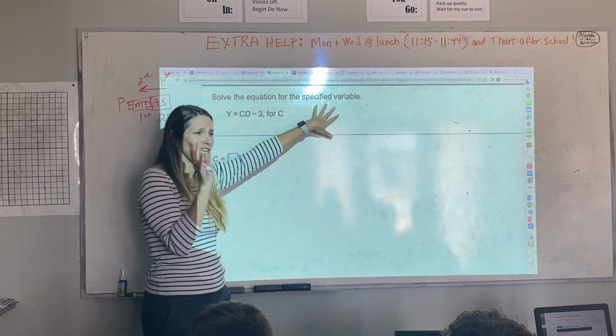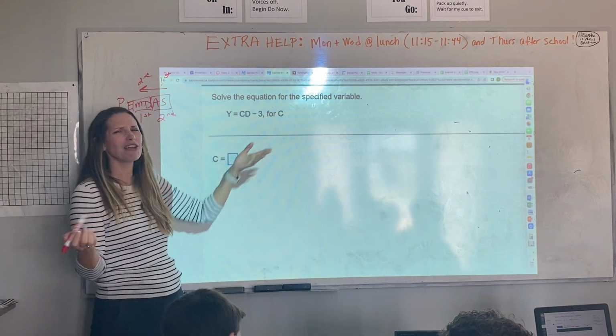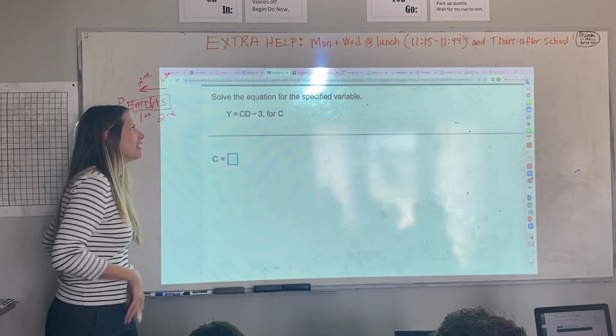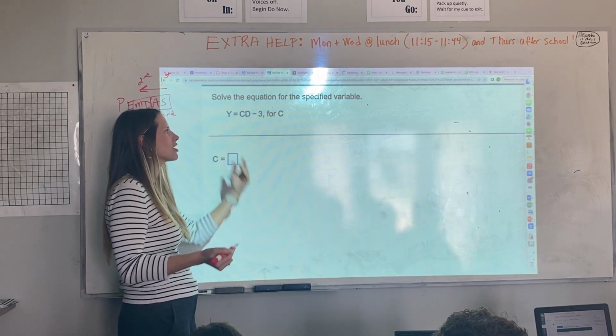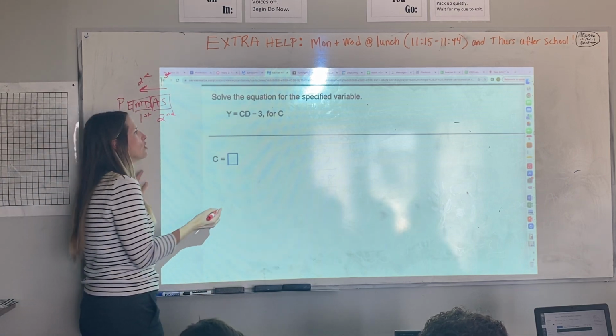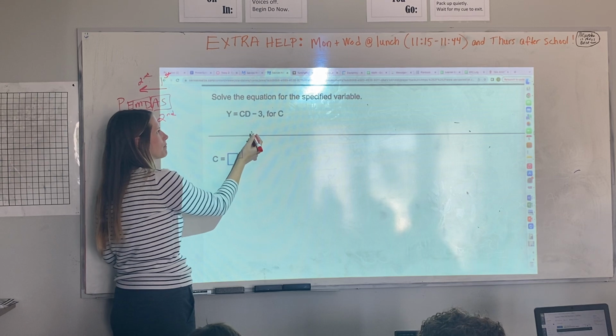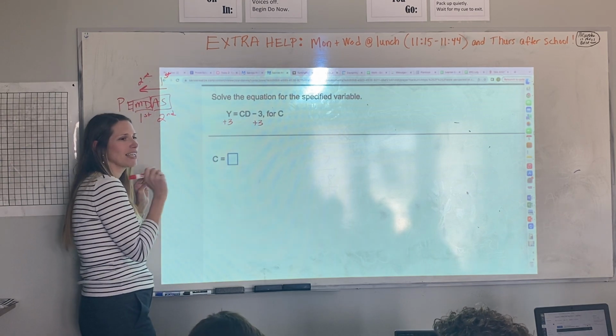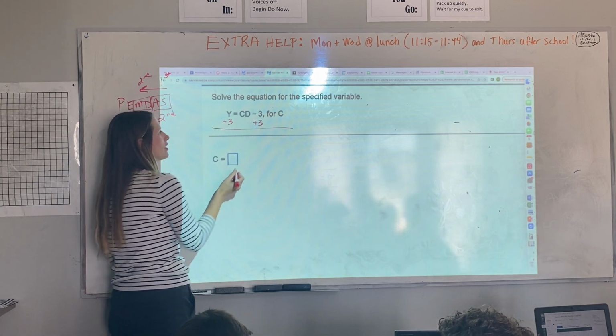Now we're solving it for the specified variable. Well, what variable are they specifying? C. I don't know why they're changing the lingo. They're like, do you know what specified means? Do you know what indicated variable means? It's C. We're solving for C. We're getting C by itself. So, what's the first thing we do? Add 3 to both sides.